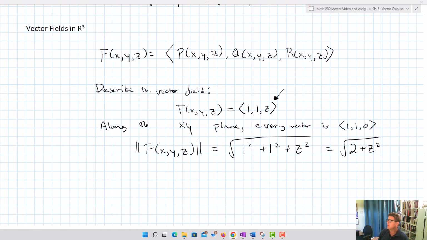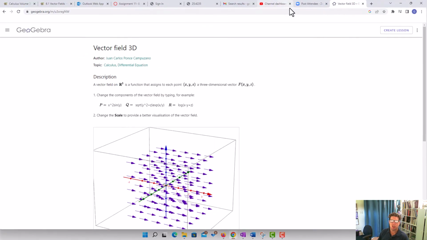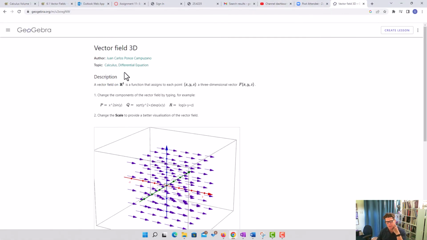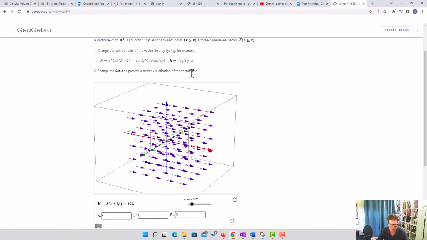What I'm going to do is open up GeoGebra here. Our author is Juan Carlos Ponce Campuzano, and I'm very thankful to him for putting this together. It's pretty cool.